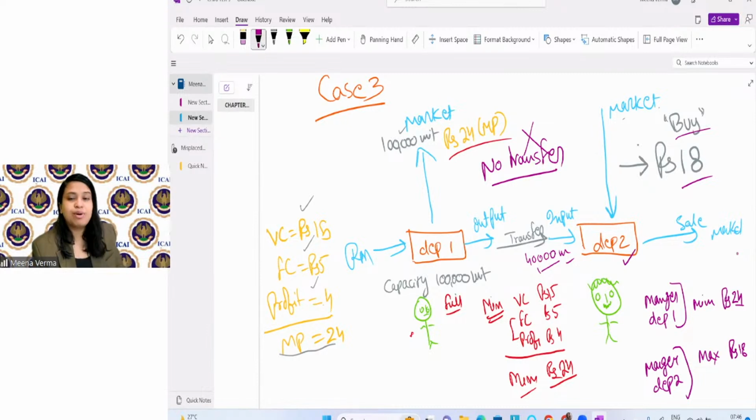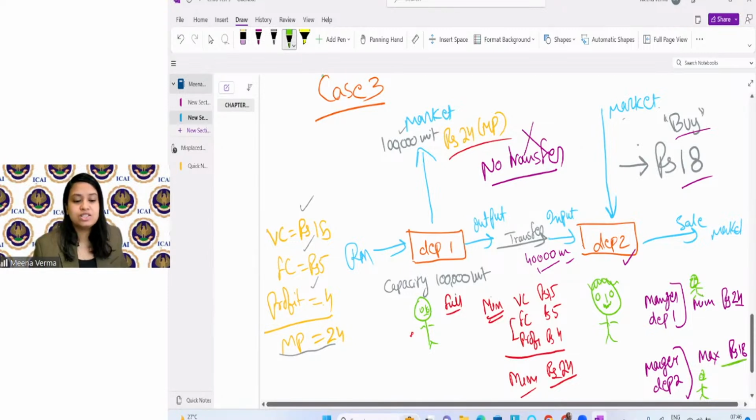And the manager of department 1 is saying, I'm already earning 24 rupees. I'm already earning the profit. I'm already recovering the fixed cost. Why should I go below 24? So what will happen in this case? The managers of both departments will sit together and negotiate with each other, but they will not reach any conclusion.